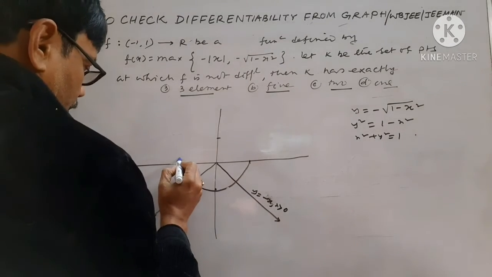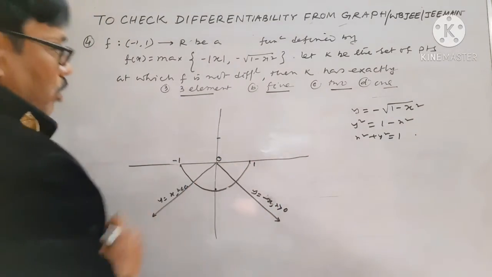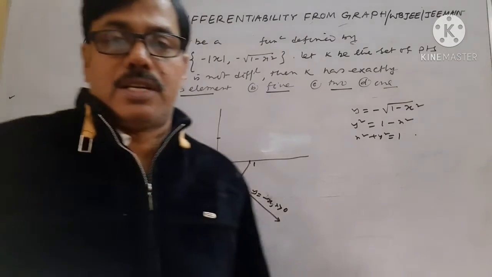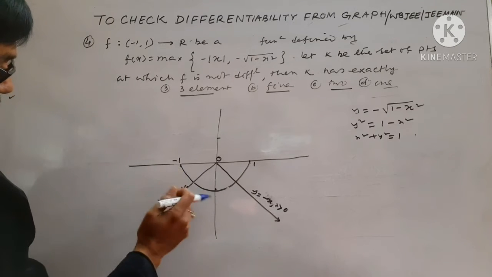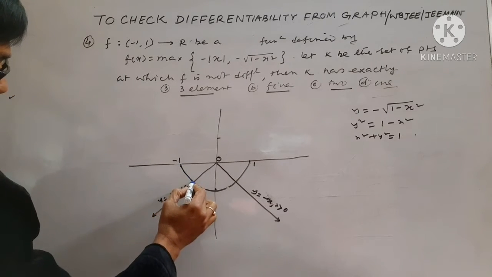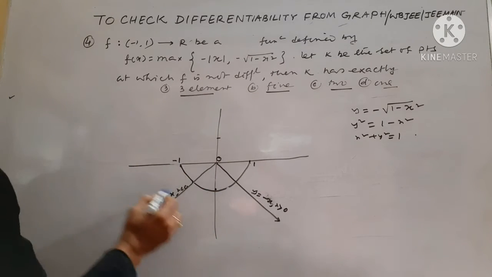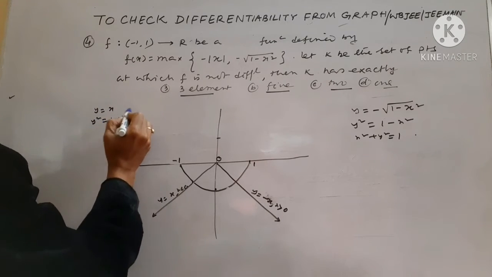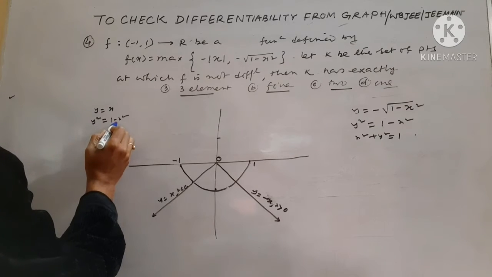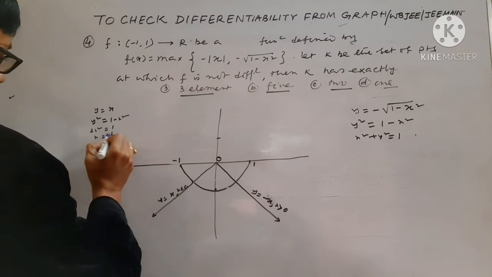So this is 1, and this is minus 1, this is plus 1, and this is 0. Now see the restriction: maximum of these two graphs. Now this part, and this part. So they intersect at y equals x and y square equals 1 minus x square. So y equals x, so 2x square equals 1, x equals 1 by root 2, plus or minus 1 by root 2.